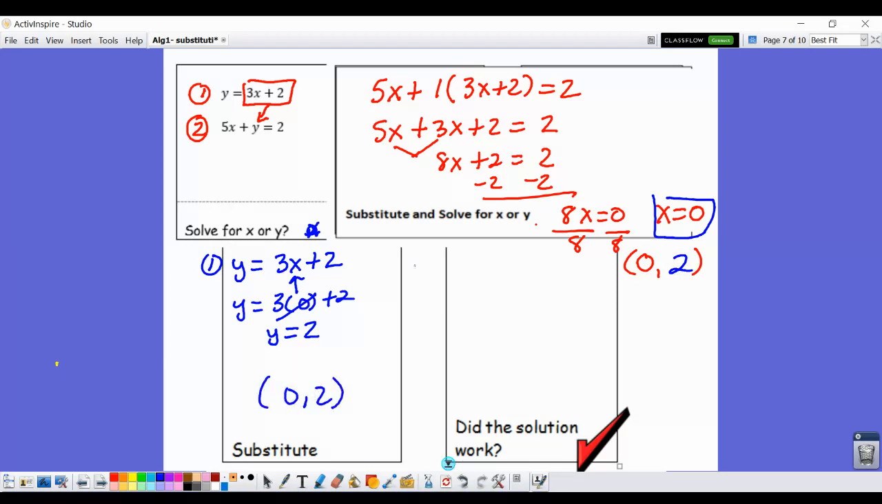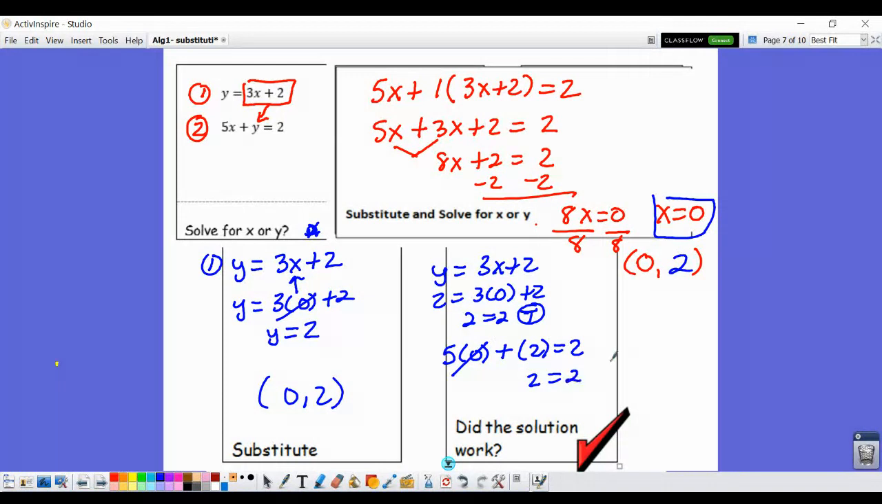Okay, let's check it. Y equals 3x plus 2. So I have a 2, a 3 times 0 plus 2. 2 is going to equal 2. That is true. Okay, let's try the other one. 5 times 0 plus y, which is 2, equals 2. We know that's gone, so 2 equals 2, and again, I am with a true, and I know that I'm right.